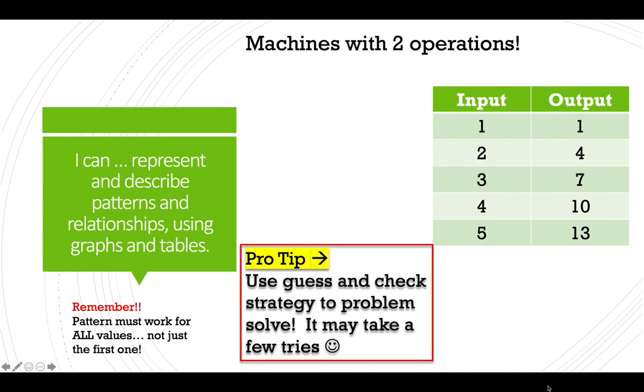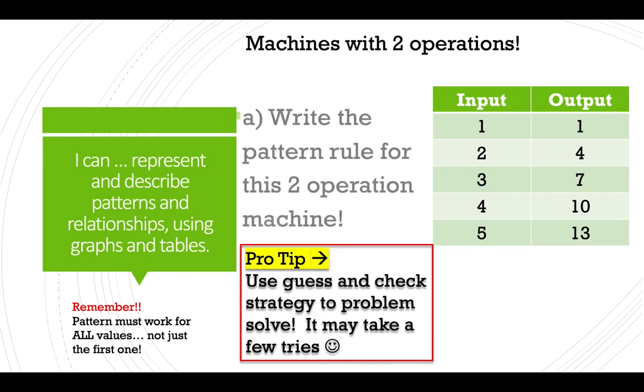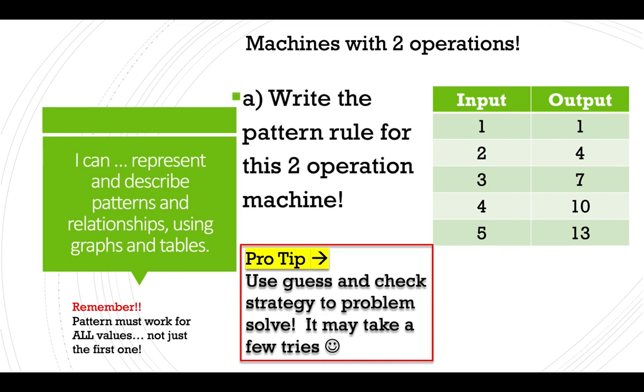I would like you to please copy down this table. It is the same one, but we're going to be doing something new now. So this is the new subheading, which is machines, which was the input output machine. So kind of like the ones we did yesterday, but now this is where it gets a little bit more difficult. We're going to have 2 operations. Grade 5, and yesterday was technically a review of grade 5, which is just 1 operation. Grade 6, it goes to 2 operations. So write the pattern rule for this 2 operation machine. That is our instruction.